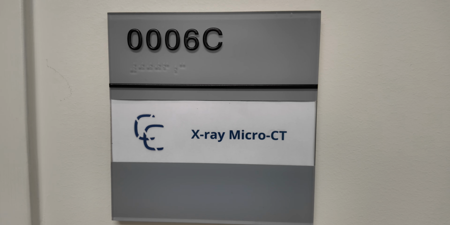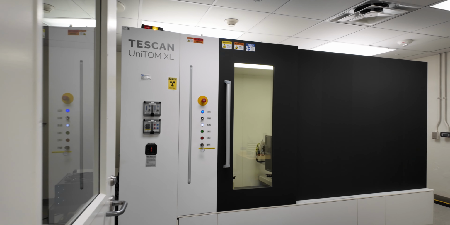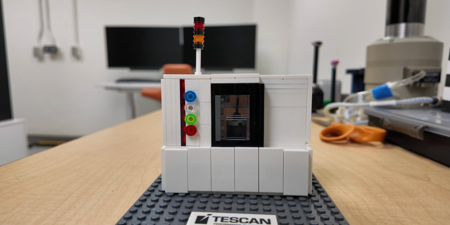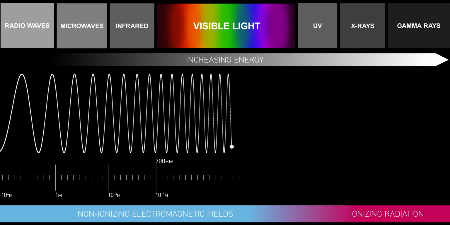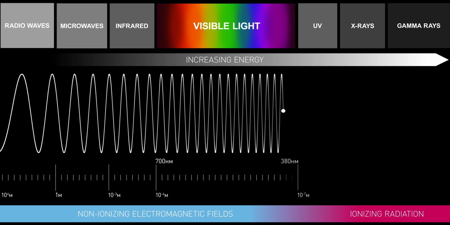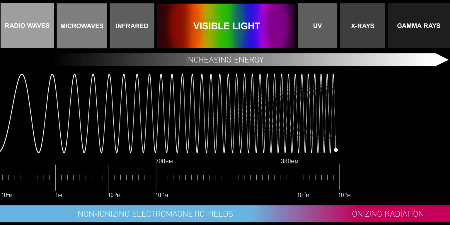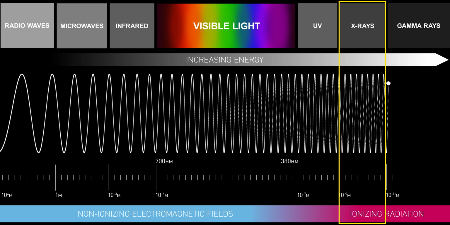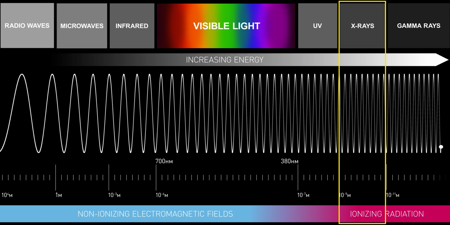around us. We use a machine called the X-Ray Micro Computed Tomography Scanner. This machine is a tool that uses X-rays to see inside of a material. And X-rays have a wavelength of 0.01 to 10, which is much smaller than the human eye can detect, and that's how we can see inside these materials.